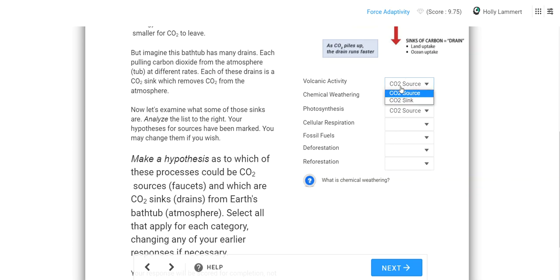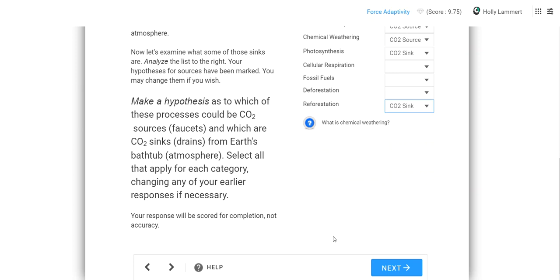Okay, so now you can change it. Which one would actually be a sink? And that's my guess, is these having trees to take up by photosynthesis is going to actually sink that CO2 into the land.